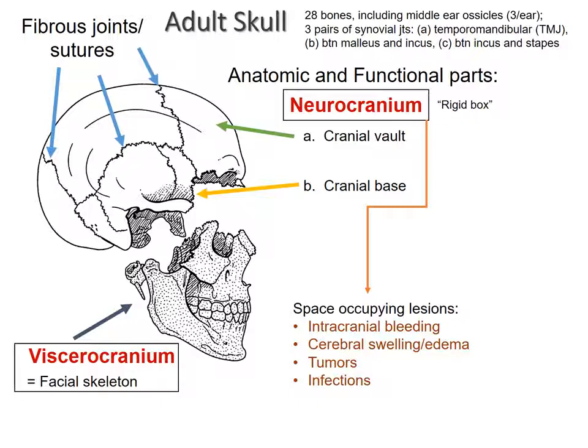As such, the brain is vulnerable to injury when space-occupying lesions occur within this rigid box. These include intracranial bleeding, cerebral swelling or edema following head trauma, tumors, or infections. Unrecognized or poorly treated conditions can depress brain function and lead to death.